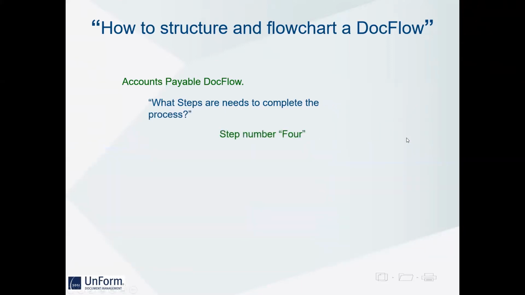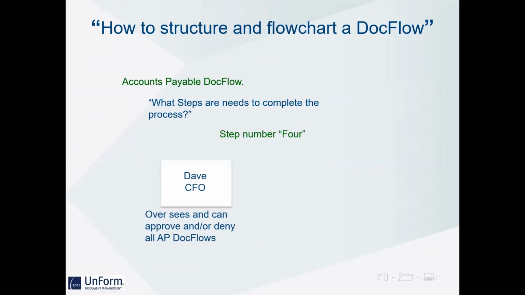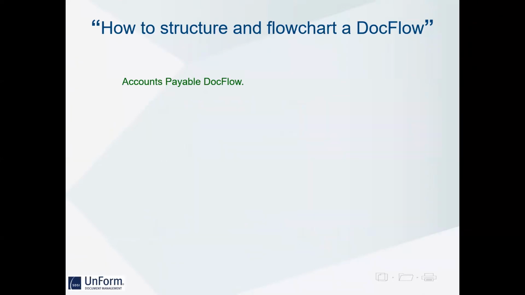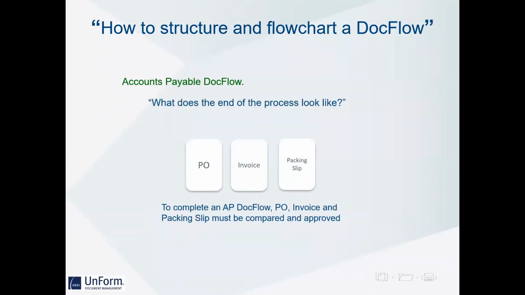So anything above that, step 4 flips in, and Dave, the CFO, who oversees and can approve or deny all AP packets, but he doesn't want to do them all. He wants to do the ones that are pertinent to him, the ones that Patricia can't approve. He reviews and either approves or sends back those documents or packets above $2,500. The process ends by looking like this. We have the PO, the invoice, the packing slip, and in some cases the receiver doc. It's all brought together as a completed packet once it's approved.